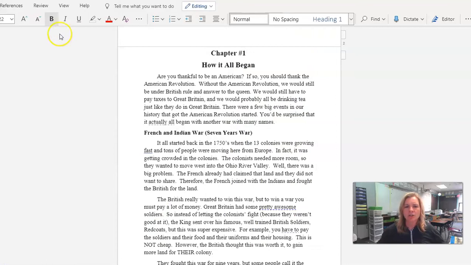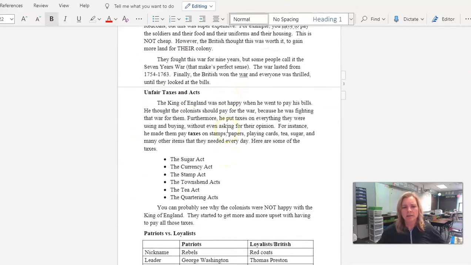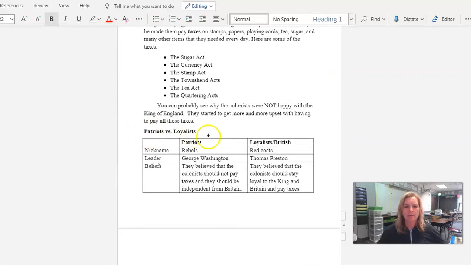So I'm going to just show you on this chapter number 1 in my American Revolution book. I had a really good introduction, and then I just had a couple sections about the French and Indian War, the taxes, and then the Patriots and the Loyalists, which we did last time. So I am going to always go back to right here. You can go back to left justified. I don't want that centered. And then I'm going to write my conclusion for this chapter.